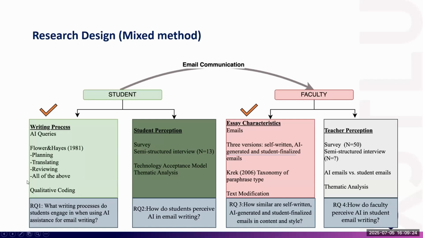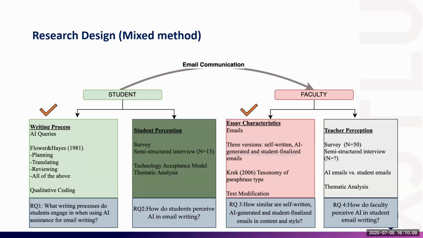In the student part, as I said, students will need to join a writing task, and all their writing processes are screen recorded. For all their queries, or the messages they send to the AI to help them write the emails, we use the Flower and Hayes 1981 framework to code their writing process. We use qualitative methods to do the coding. That is to answer our first research question: what writing processes do students engage in when they write their emails with the assistance of AI?